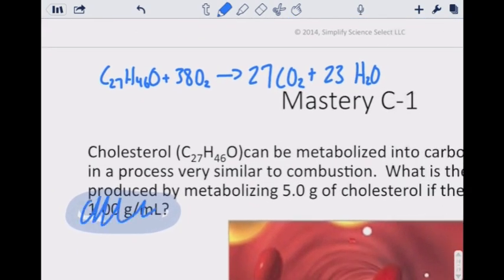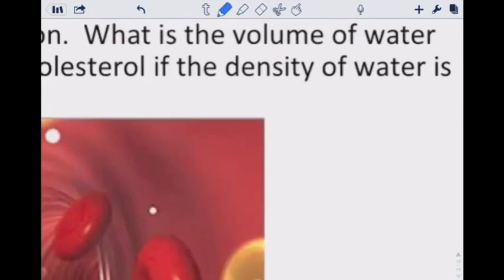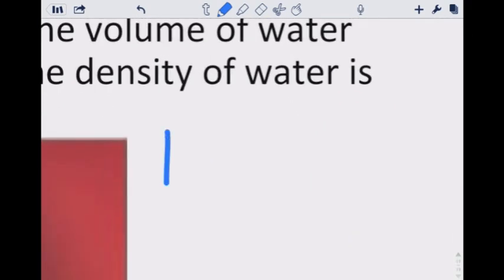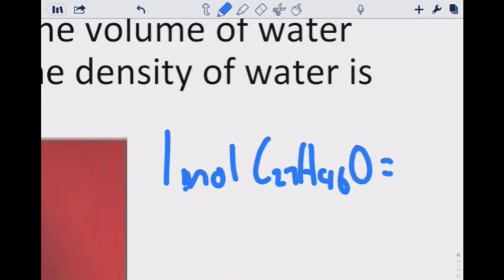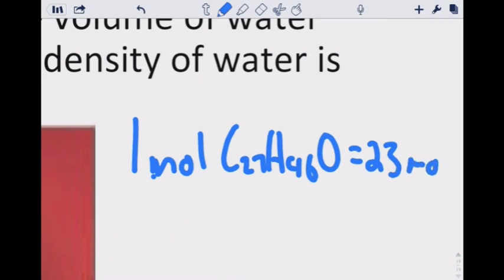So the first step that we're going to do here, we're going to take the density thing out of this. Let's go grams to grams and just really focus on that. So I want to go from grams of cholesterol to grams of water. Anytime I want to go grams, the first thing I always write down is my mole ratio. Well, what's my mole ratio? My mole ratio is 1 to 23. So 1 mole of C27H46O equals 23 moles of H2O. Always write down the mole ratio to begin with.